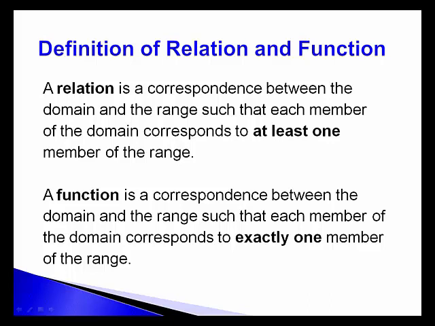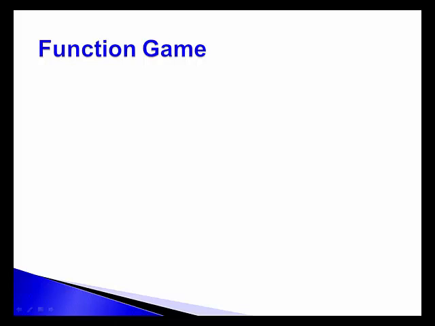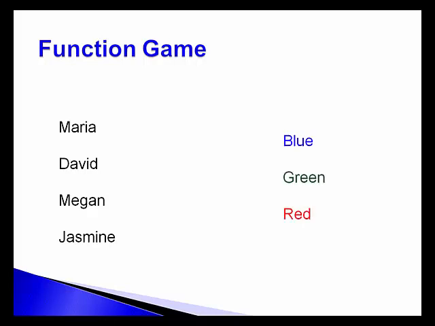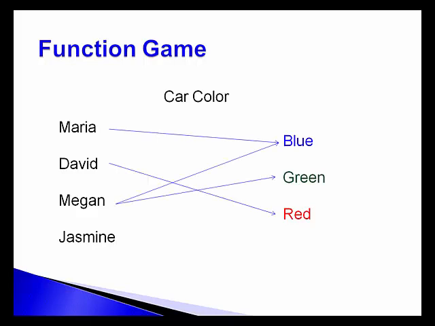In order to help you understand the differences between these two definitions, I've come up with a game. Now, I use the name game loosely because truly I do understand that this is not incredibly entertaining to play, but it will, however, help you understand the concept of a function and a relation. What I'd like to do is give you a domain. It's a set of names: Maria, David, Megan, and Jasmine, and a range made up of colors: blue, green, and red. The correspondence we'll be dealing with is car color. And so let me put in some arrows here now so that you can see how the domain connects to the range. You see Maria, David, Megan, and Jasmine.